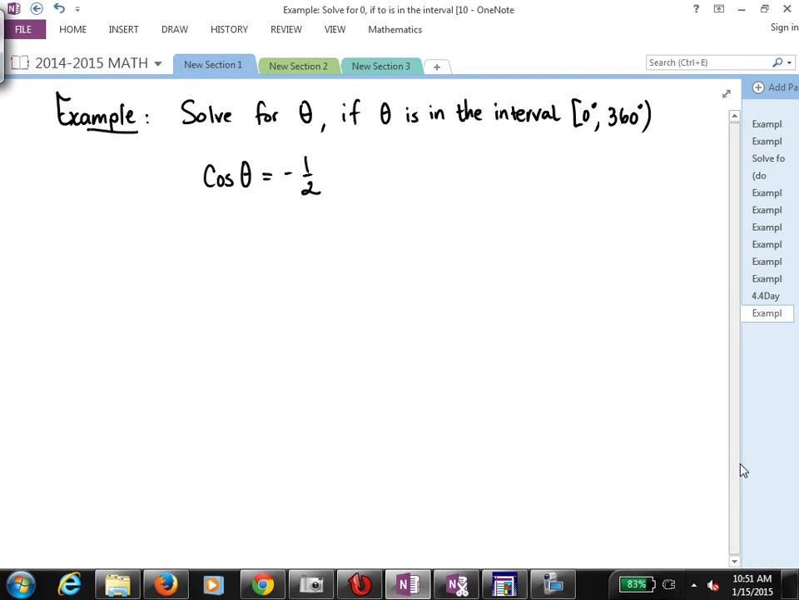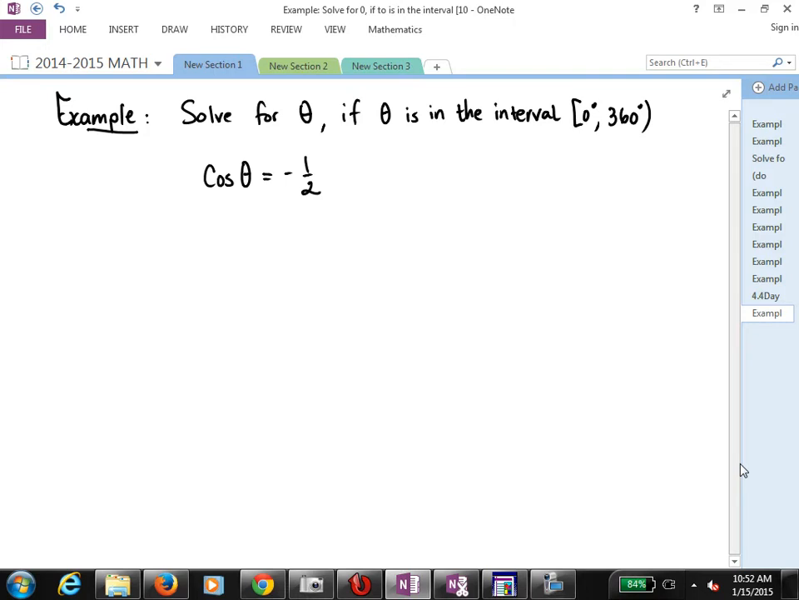Okay, this example: solve for theta, if theta is in the following interval from 0 to 360. Don't forget the brackets and the parentheses. Brackets mean what? It includes it, and parentheses, it doesn't include it. So anything from 0 to 360, including the 0 but not the 360 degrees. We're given that cosine of theta is negative 1/2.